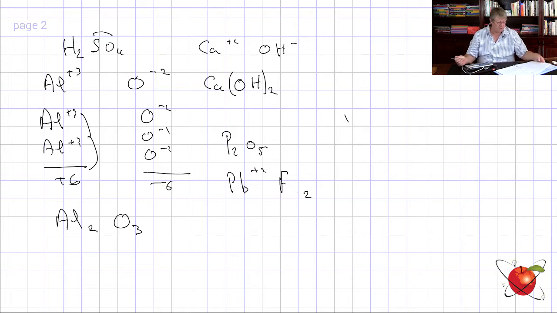Now let's have a look at the next one. They said it is potassium chlorate. Potassium chlorate is KClO3.